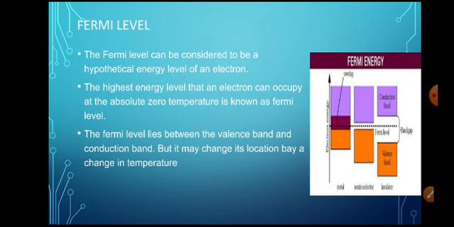In general, the Fermi level lies between the valency band and the conduction band, but it changes its location with changes in temperature. In a semiconductor, the probability of occupation of energy levels in the conduction band and valency band are equal. Therefore, the Fermi level for intrinsic semiconductors lies in the middle of the forbidden energy gap, between the valency and conduction band.